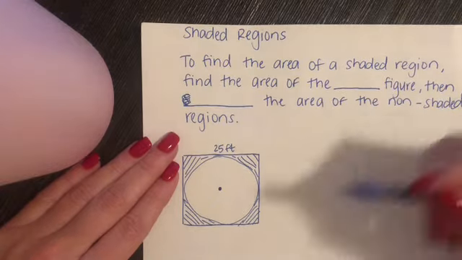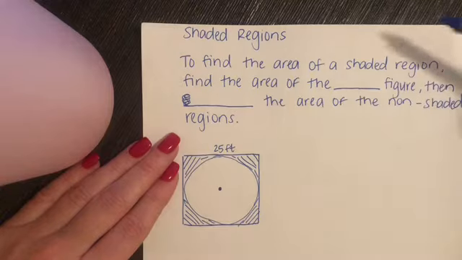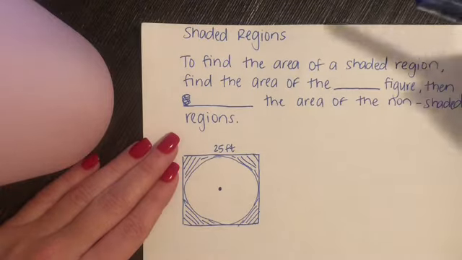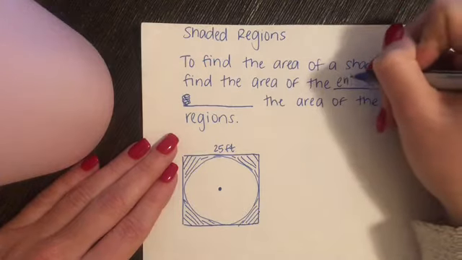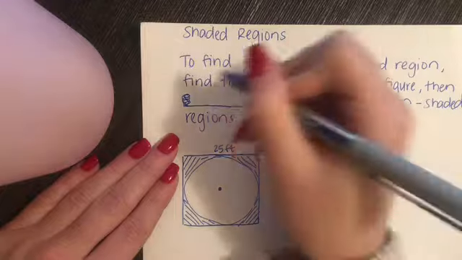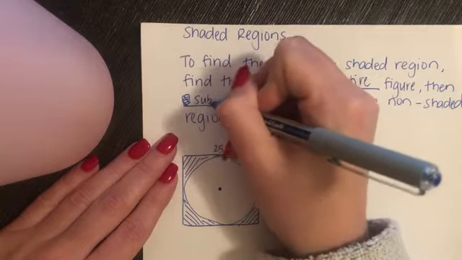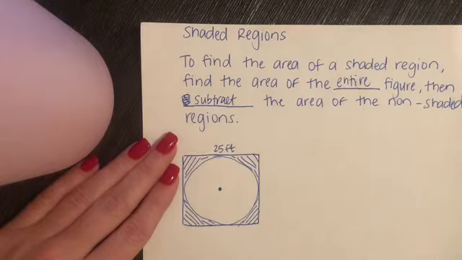Okay, class, we're on to the shaded regions portion of the notes. Let's go ahead and fill in the blanks. To find the area of a shaded region, you're going to first find the area of the entire figure. Then you're going to subtract the area of the non-shaded regions.